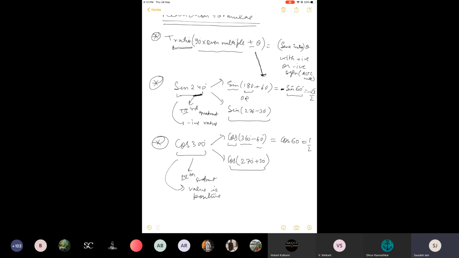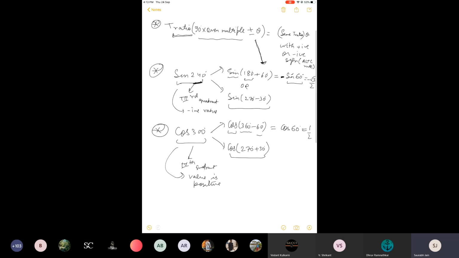Okay, so let us give some numbering, 1, 2. We have only these 2 points to remember. So we have T ratio, and this is 90 into odd multiple plus minus theta. Now what will happen?